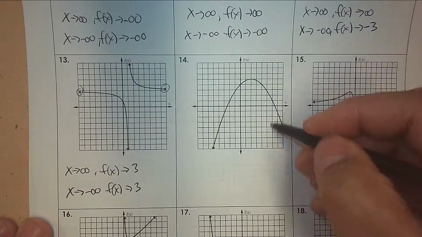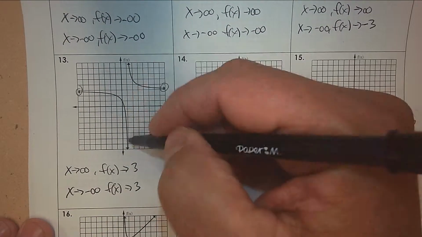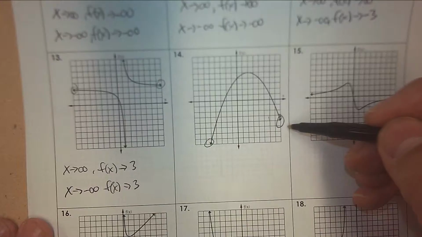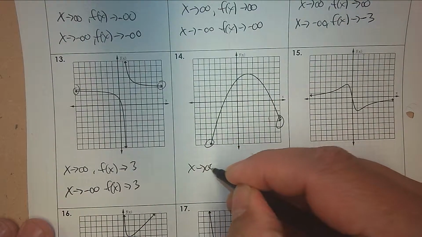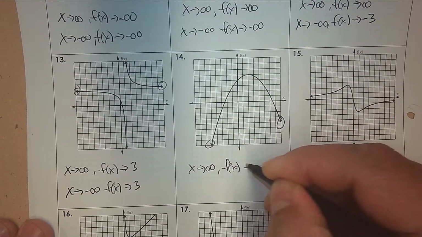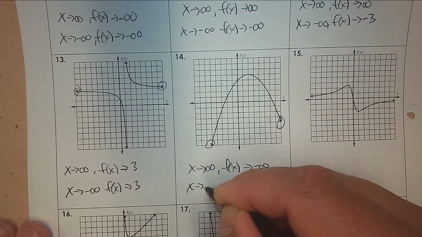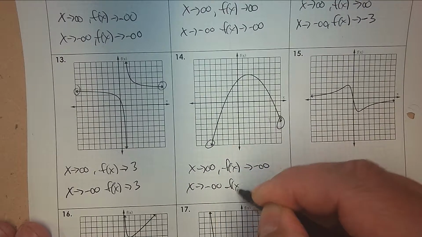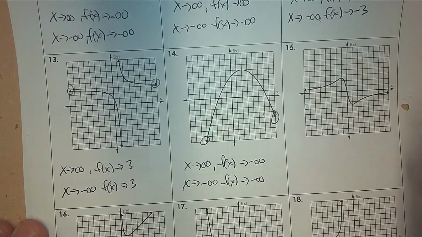Here, right end and left end, this is a rational function, right? This is a parabola. As x approaches infinity, what's happening to the function? It's going to -infinity. As x approaches -infinity, the left end behavior, the function's also going to -infinity.